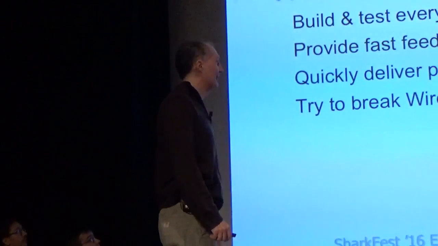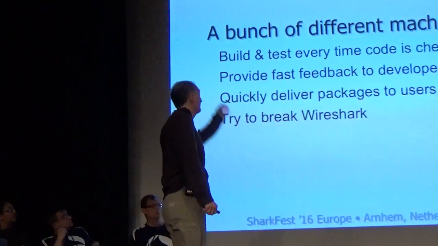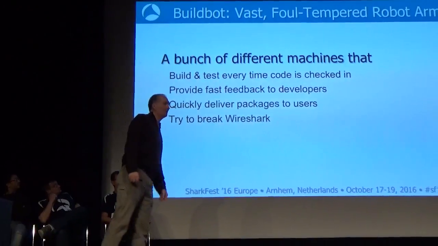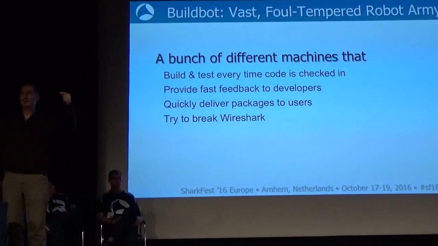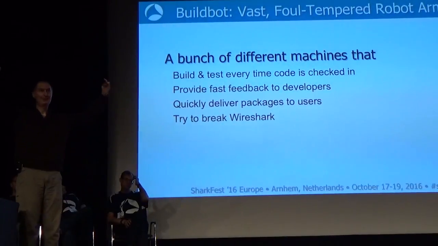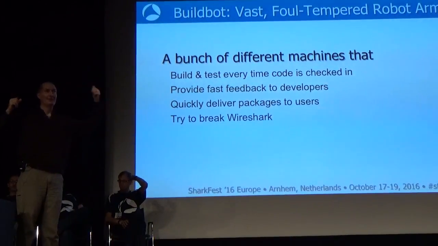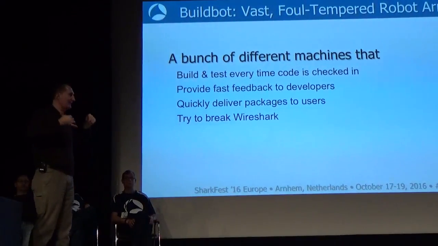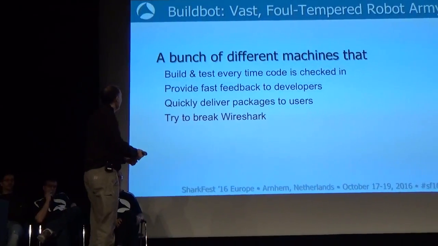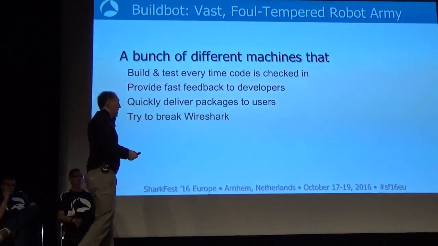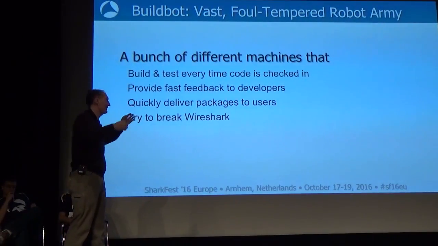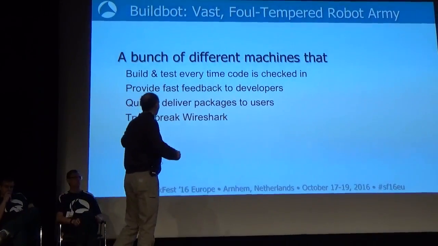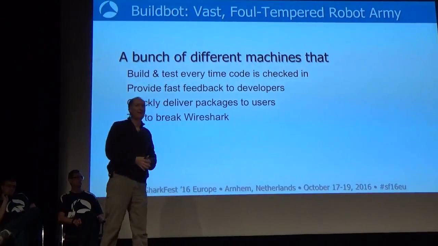And so we have something called a continuous integration server, which is BuildBot. And BuildBot is a collection of machines. Every time somebody checks in a change in our source code repository, this collection of machines running Windows and macOS and Linux goes and builds Wireshark. And we run a bunch of tests. We compile it with very strict compiler options just to make sure that the code's okay. We build packages and things like that.